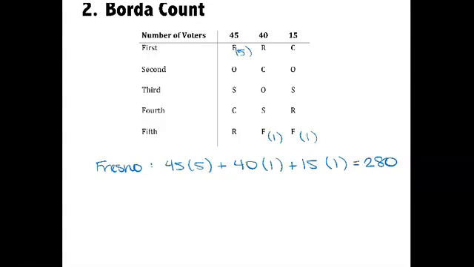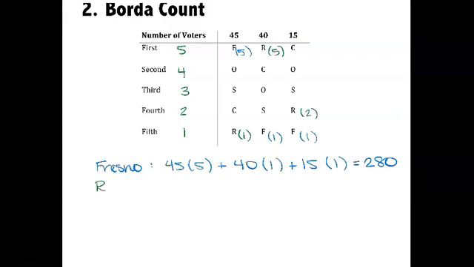Let's do the same for the other cities. Keep in mind that first place will be 5 points, second place 4 points, third place 3 points, fourth 2 points, and fifth 1 point. Let's move on to Reno. Reno in the first column gets 45 last place votes, all worth 1 point. In the second column, Reno has 40 first place votes, all worth 5 points. And in the third column, Reno has 15 fourth place votes worth 2 points.